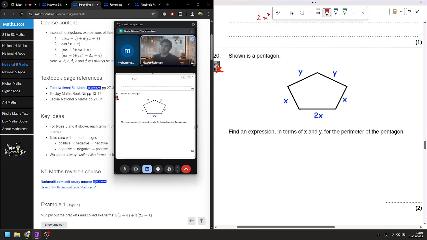Right, so find an expression in terms of x and y for the perimeter of the pentagon. So the perimeter means you add up the length of the outside of the shape. So basically we add up all of these sides to get the perimeter. So we do x plus y plus y plus x plus 2x.